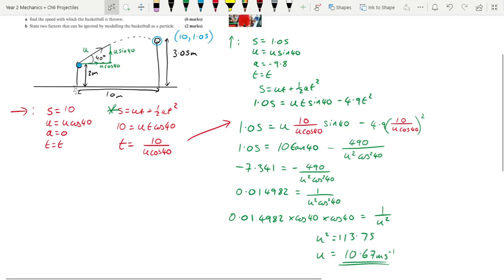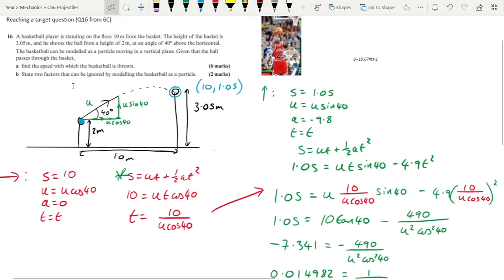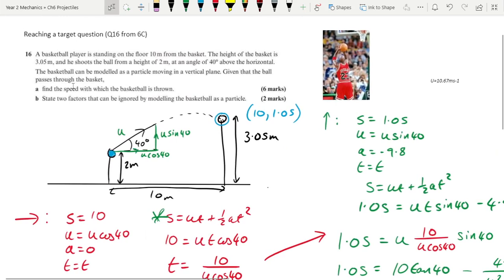Actually, there's part B here. State 2 factors that can be ignored by modeling the basketball as a particle. So if it's a particle, we're going to assume that it's got no mass, and we're also going to assume that its dimensions are so small that things like air resistance doesn't matter, because a particle is basically just a point rather than an object. So it's very small, so air resistance doesn't really matter. We can also neglect things like spin of the ball and things like that as well.